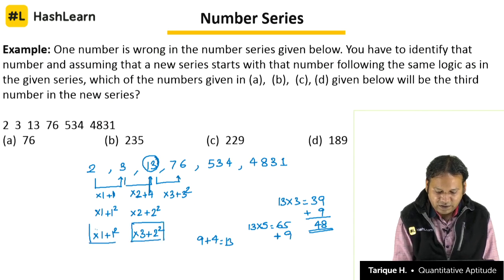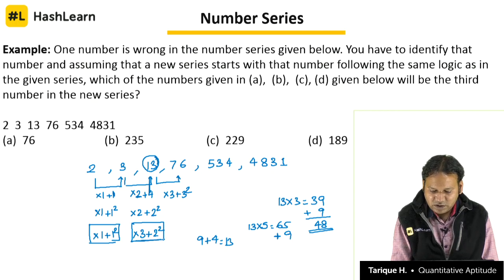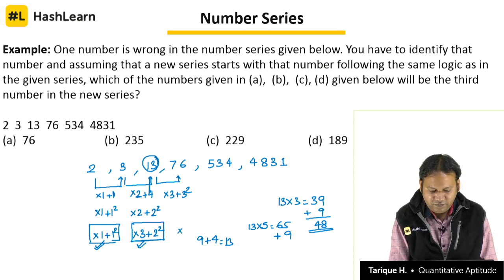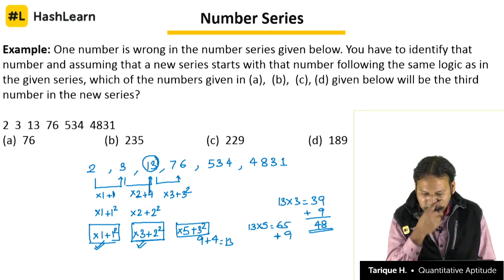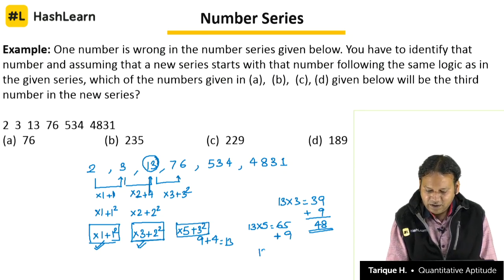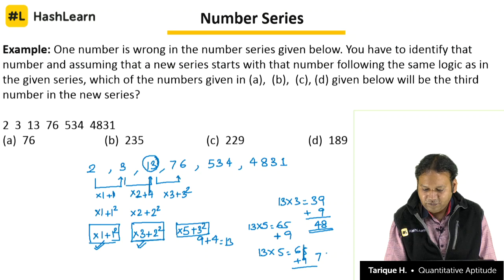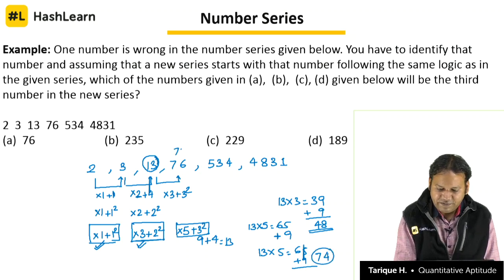Into 1 plus 1 square, into 3 plus 2 square. This is an odd number sequence, into 1, into 3. So next one should be into 5 plus 3 square. And now it comes very close here. Let's see, 13 into 5 is 65, and 65 plus 9 is 74. So that gets very close to 76.